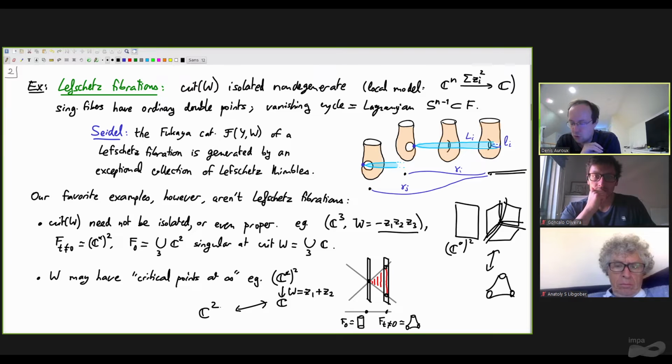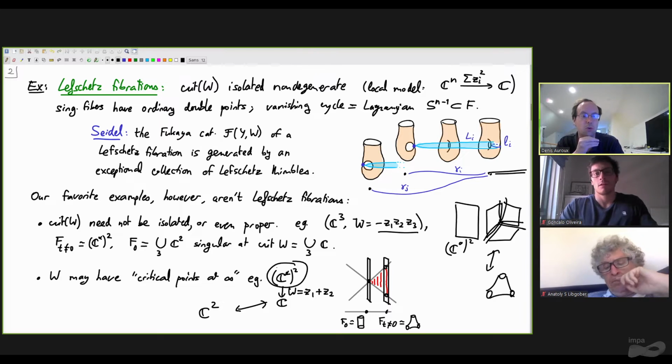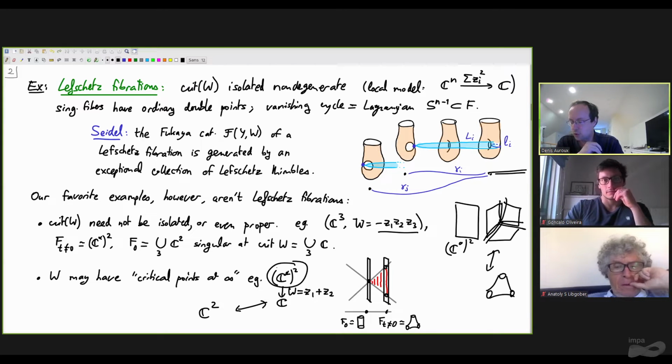But still, the topology of the fibers changes, because if I set Z1 plus Z2 equals a non-zero constant, this will look like a pair of pants, while Z1 plus Z2 equals 0 is just a cylinder. Remember, we're working in C star squared, so Z1 and Z2 are not allowed to be 0. And so what changes in the topology is that an arc on a pair of pants connecting two of the punctures shrinks to a point, and the two punctures merge when we get to the 0 fiber.